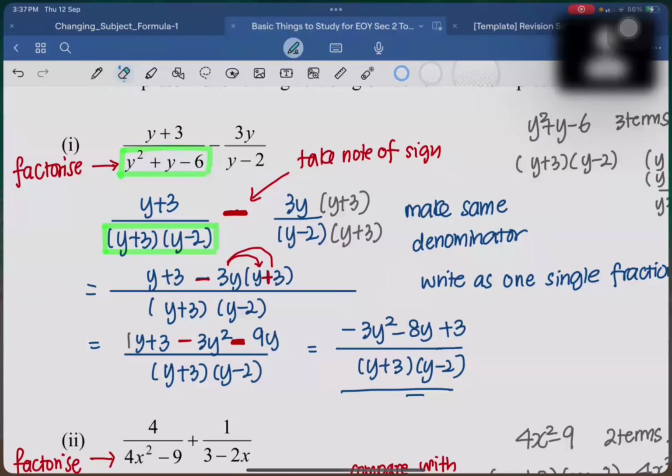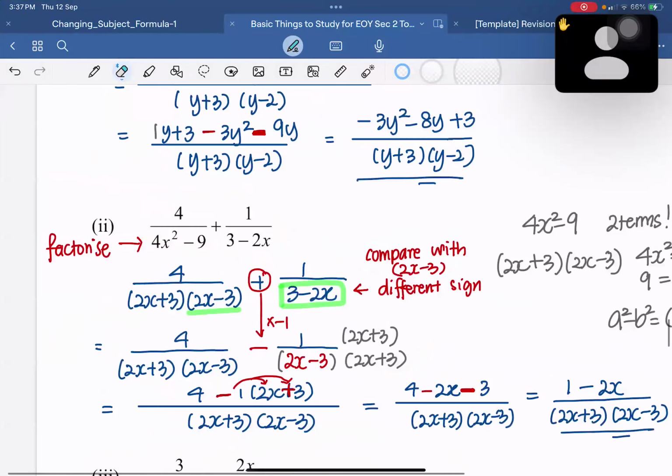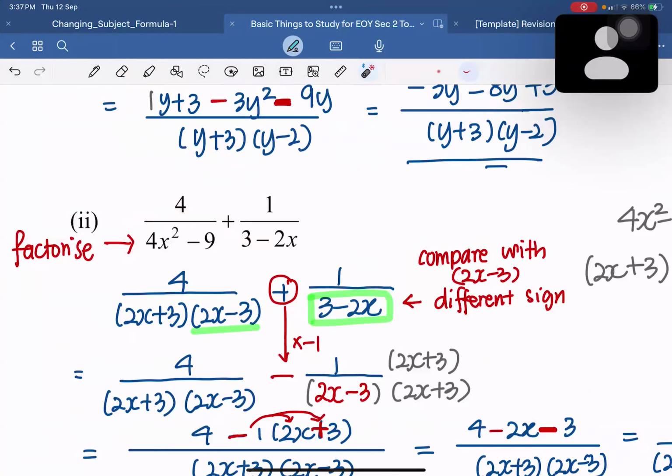Okay. The next question. Can you tell me what is this pattern? This one is which pattern? Two terms. Which pattern is it? The A squared minus B squared. Then equals to, what are the brackets? 2x minus 3, 2x plus 3. Correct. A plus B, A minus B, correct.